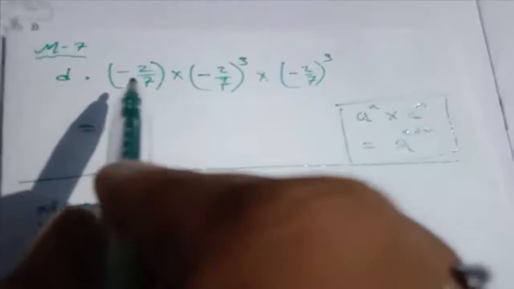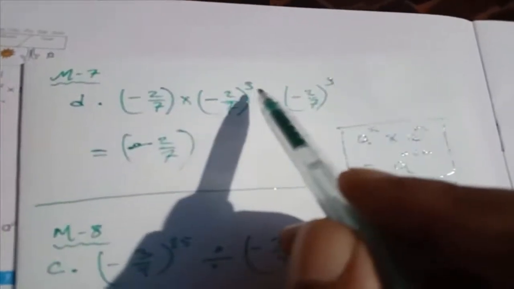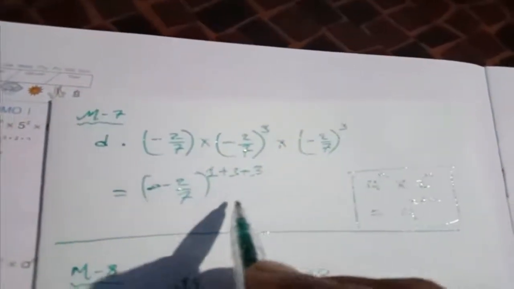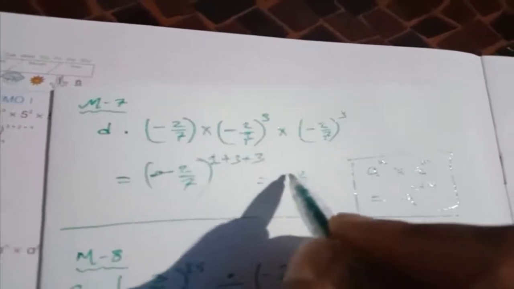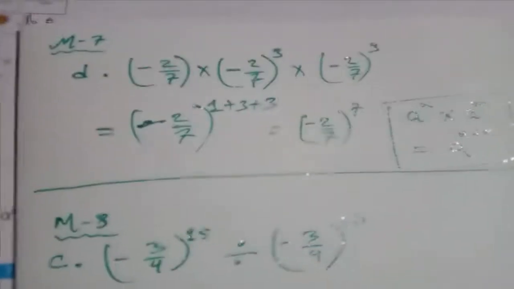Following this rule, the base is minus 2 by 7 in each case, so we will write down minus 2 by 7 whole to the power, here there is no power shown, that means it is to the power 1. Here it is to the power 3, so it will be 1 plus 3, which will give you minus 2 by 7 whole to the power 3 plus 3, 6 plus 1, 7. This is how you are going to solve all the problems in module number 7.